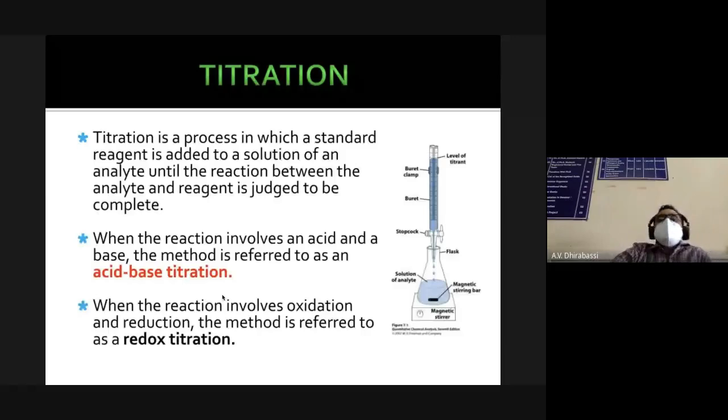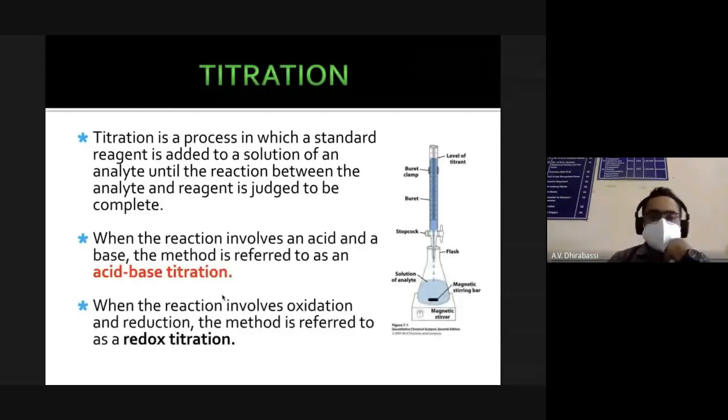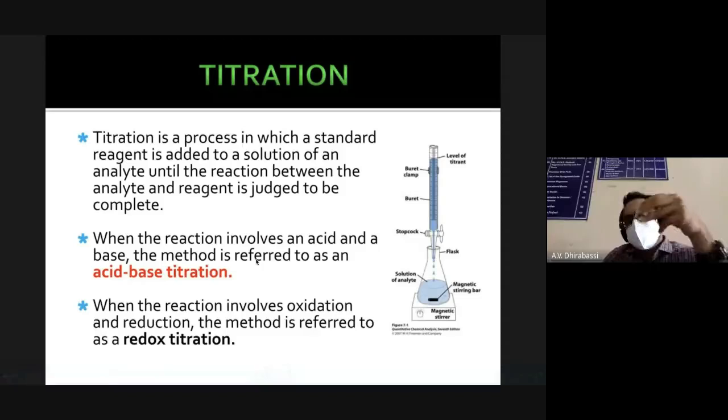It is the process in which the standard reagent is added. Standard reagent means standard solution. Unknown concentration, whose concentration we have to identify, we will pipette out and take in the conical flask. And the reaction between the analyte and reagent is judged to be complete. That is the overall setup. Because you have to continuously shake that sample well, after every drop you have to shake well. In your right hand you should hold the conical flask, and in your left hand the burette knob for the dropwise addition. That will be the process.